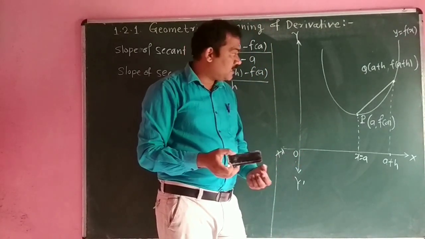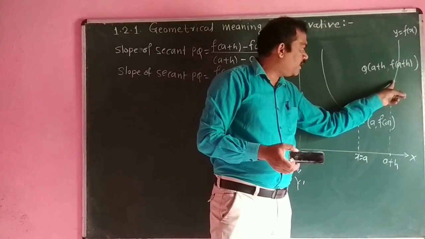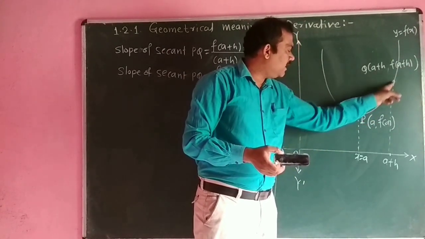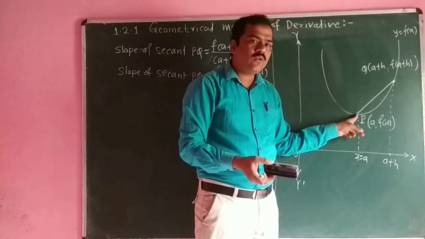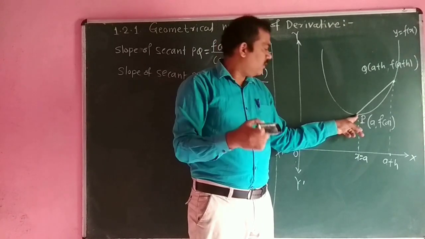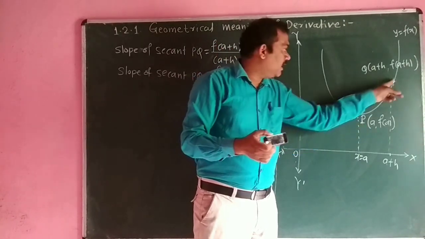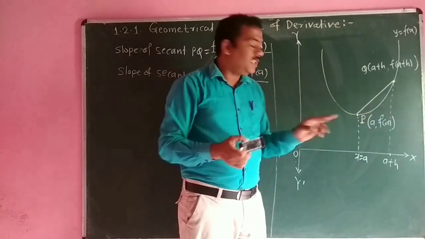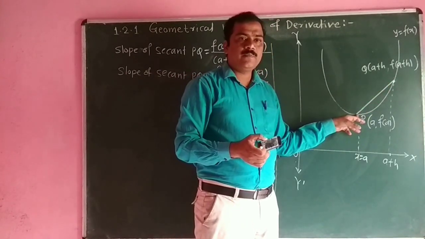Now if we move this point Q towards the point P, closer and closer to P, then at one instant Q and P overlap each other, and then this secant PQ is nothing but the tangent at P.